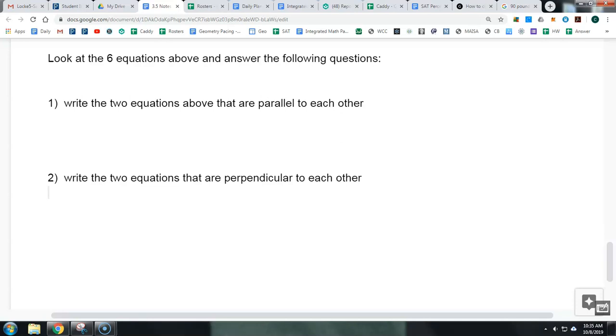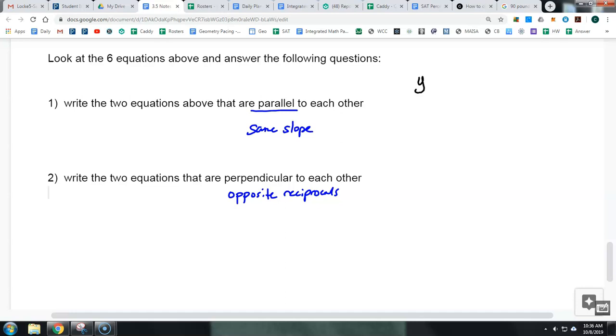All right, so look at the 6 equations above and answer the following questions. Write 2 equations that are parallel. So remember, parallel, I'm looking for 2 equations that have the same slope. And then 2 equations that are perpendicular. So I'm looking for opposite reciprocals. All right, well, I'm going to write the equations over here to the side.